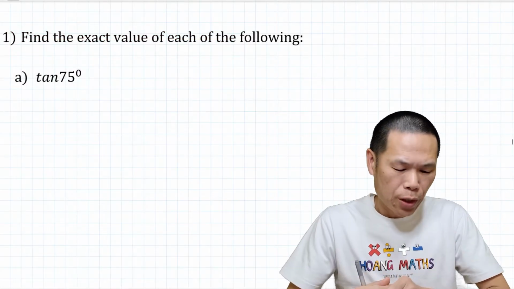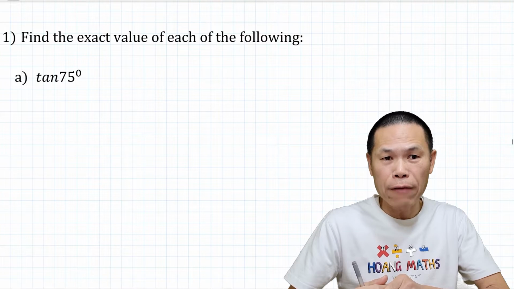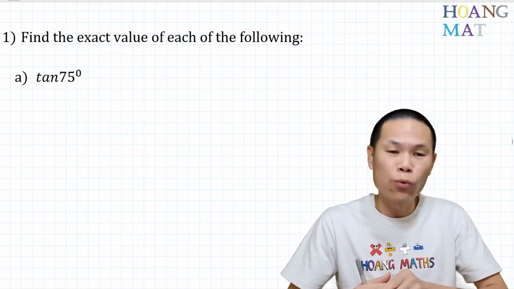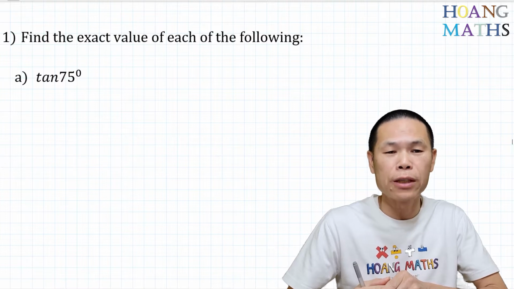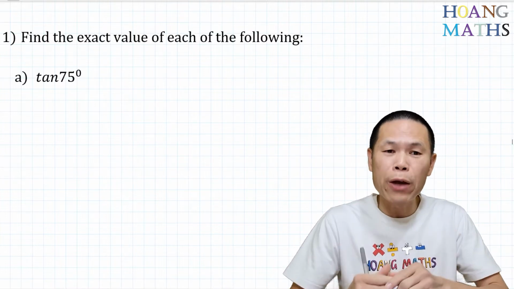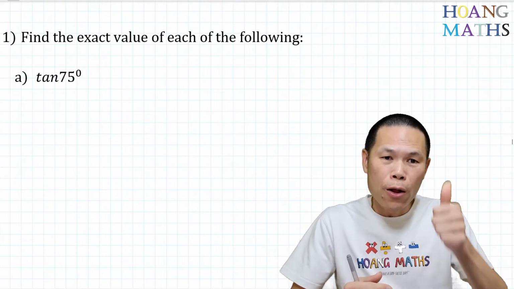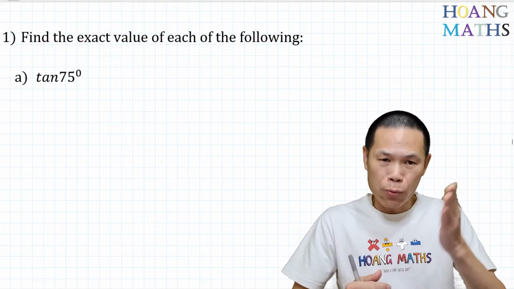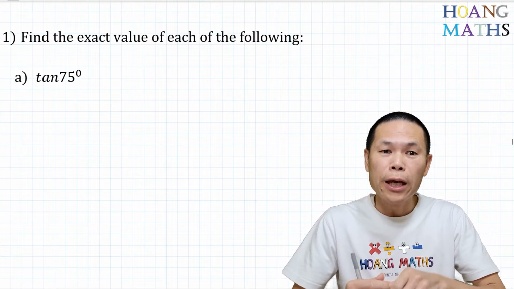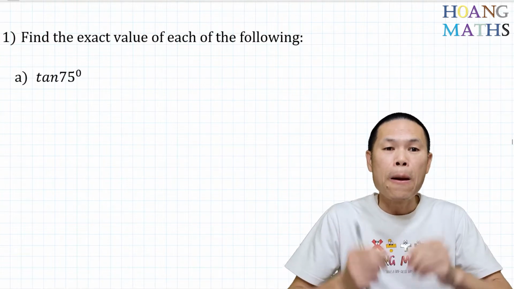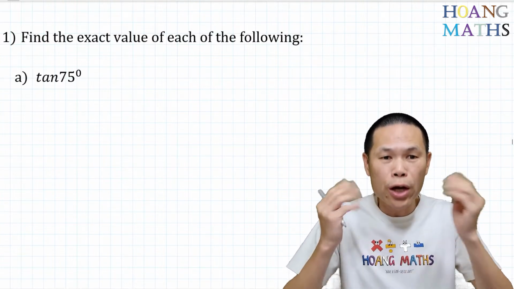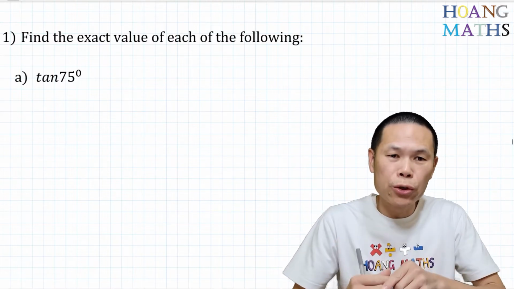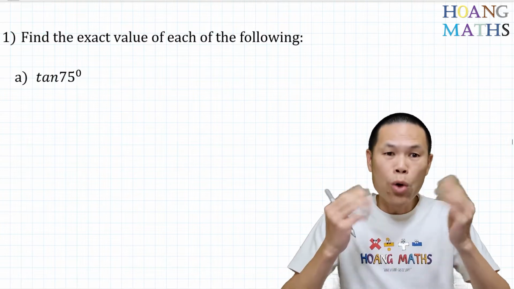First one. We need to work out the exact value for tan of 75 degrees. Of course, we cannot just work out the exact value for tan of 75. However, we can work out the exact value of tan of 45 and tan of 30 degrees. And we know that 75 degrees is equal to 45 degrees plus 30 degrees, or 30 degrees plus 45 degrees. So therefore, we are going to use a trig identity to work this out.